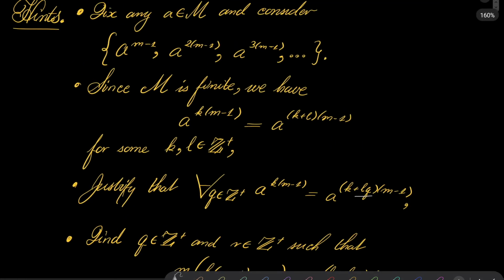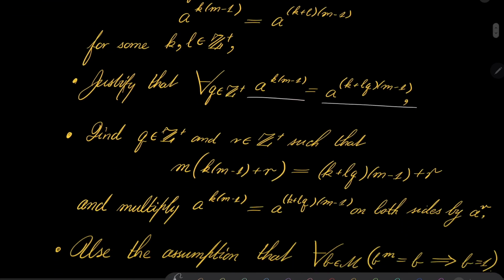First, fix any element a of our monoid and consider the following set: a to the power m minus 1, a to the power 2m minus 1, a to the power 3 times m minus 1, and so on. Since our set M is finite, in this sequence we must have a repetition. So a to the power k times m minus 1 must be equal to a to the power k plus l times m minus 1 for positive integers k and l. Next, justify by easy induction that for every positive integer q, a to the power k m minus 1 equals a to the power k plus lq m minus 1.